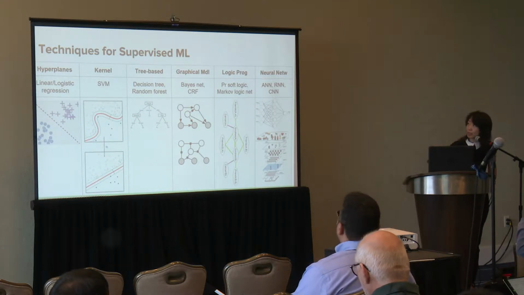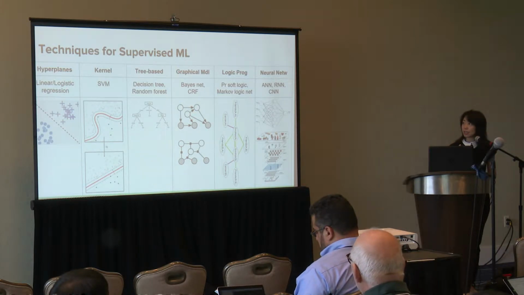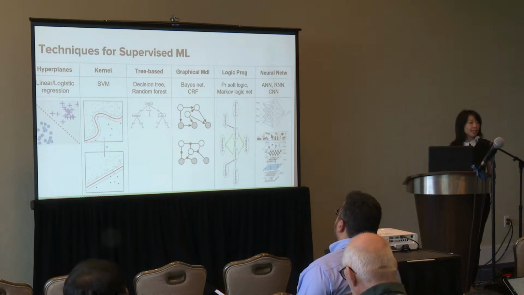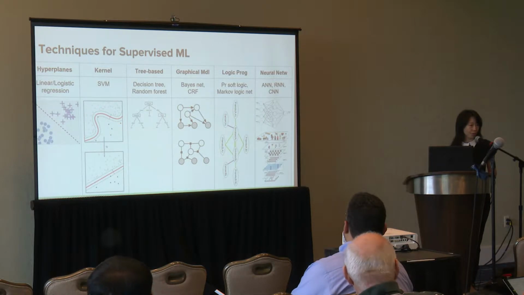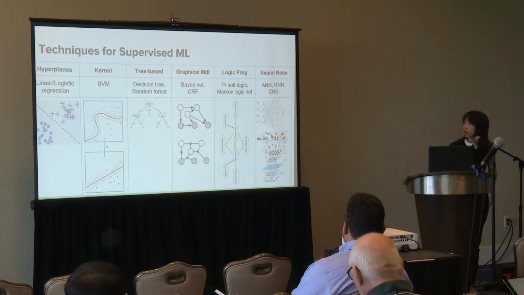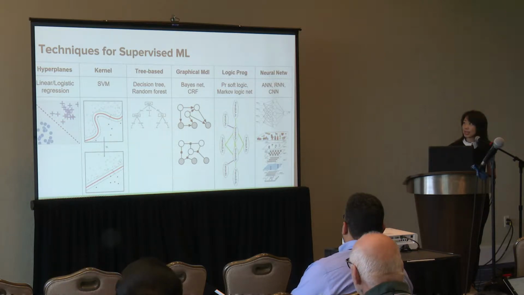So there have been many different techniques for supervised machine learning. And here I'm putting them into 6 categories. The first one is hyperplane. And so linear regression and logistic regression fall in that category. And it is said that whenever you have some machine learning problem to solve, the first model you should try is logistic regression if it is a classification problem. And also, logistic regression turns out to be the simplest form for 3 of the other classes, like kernel, graphical, and also neural network.